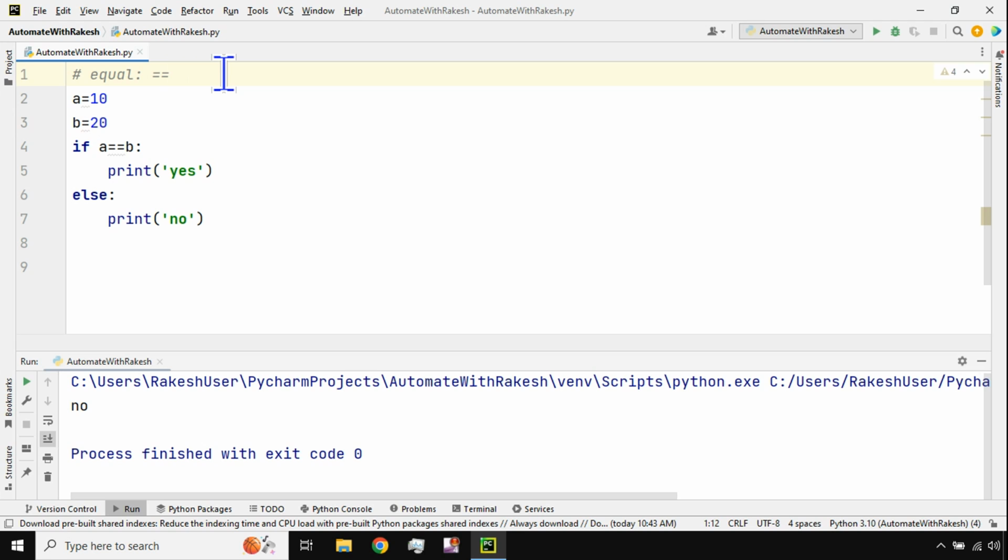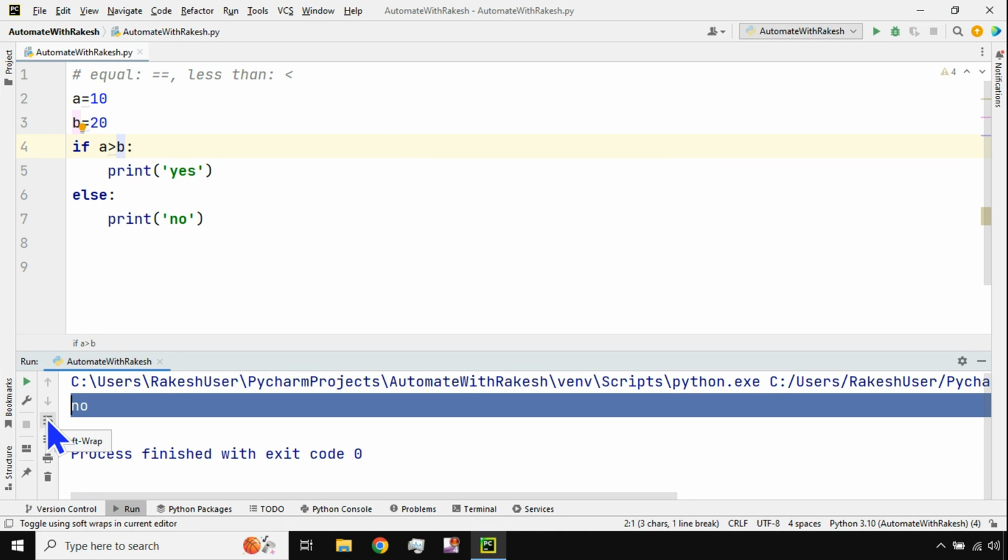Now let's learn the next thing. If a is, let's say, less than b. Okay, so the less than symbol is simple. If a is less than b, it will print yes. In our case, it is less than, so it prints yes. So for less than, what is the symbol? The symbol is this one, the angular bracket. Now for greater than, it is just the opposite. So if I put greater than, what is the output? A is greater than b. In this case, no. So it will print no. So the answer is no. Okay, so greater than is this one.